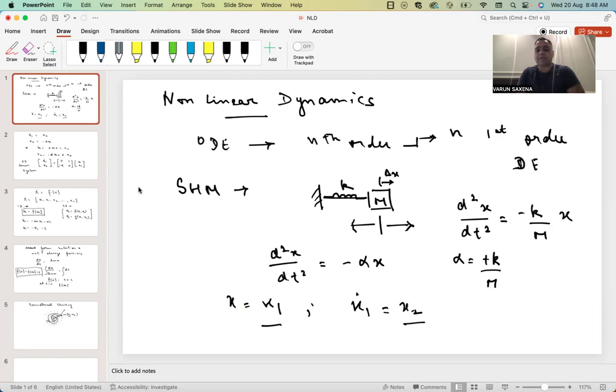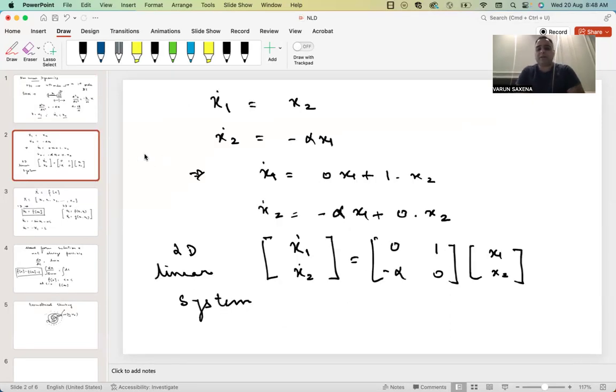Now, since it's a second order differential equation, we need two state variables to decompose it into two first order differential equations. The first differential equation will be in x1 and the second differential equation will be in x2. So we take x as x1 and we choose x2 such that it is the time derivative of x1. In this problem, if x is the displacement, then x1 becomes displacement and x2 naturally becomes the velocity of the ball. We can then formulate these equations: x1 dot is equal to x2 and x2 dot is equal to minus alpha x1.